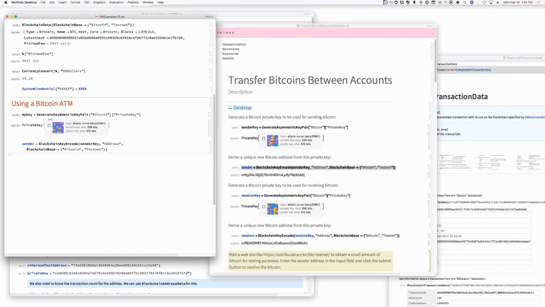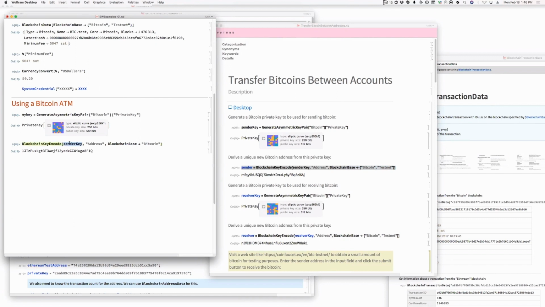Okay, so I generate my key. Then I say blockchain key encode to Bitcoin, not the testnet, but the mainnet. And there I have this magnificent thing. Then I basically say that as something like my address.